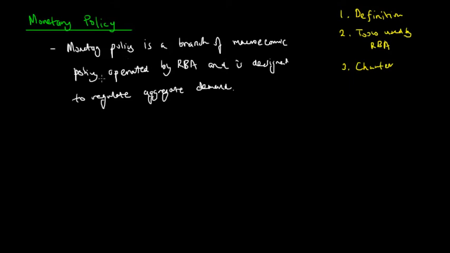Monetary policy is a branch of macroeconomic policy operated by the RBA and is designed to regulate aggregate demand. So by regulating aggregate demand in the economy, of course, the RBA has to use various different tools in order to operate. So we've looked at the definition here. Now we're going to look at the tools the RBA uses to operate monetary policy.